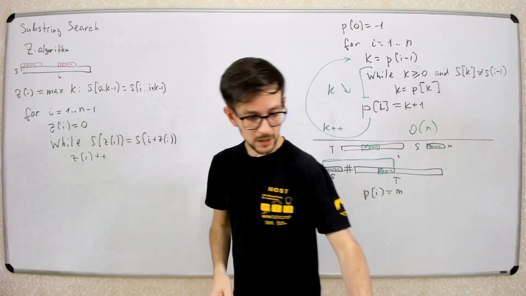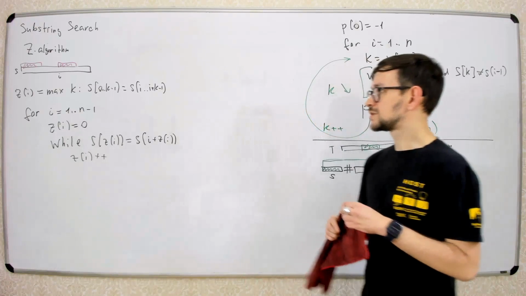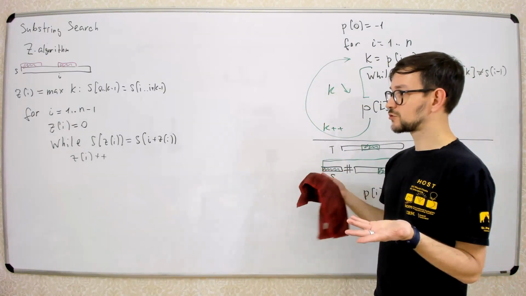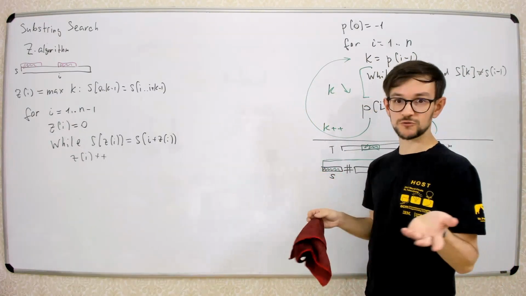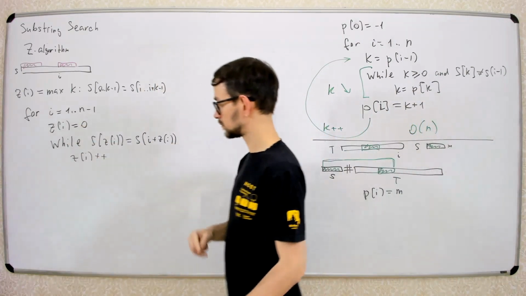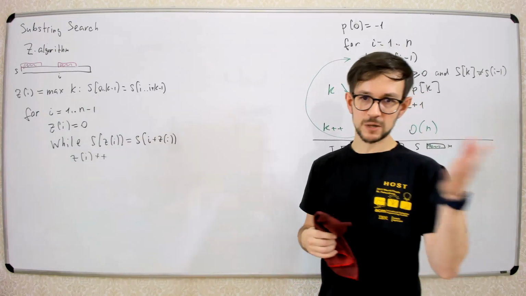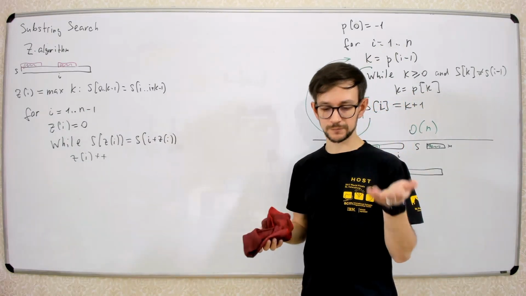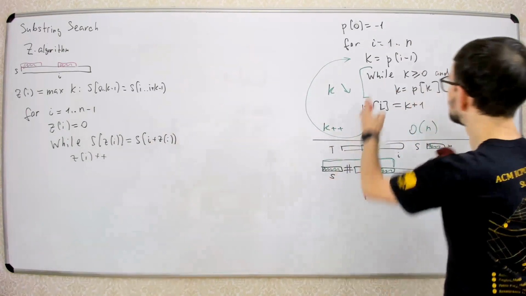Now we will apply a very small trick. What I will try to do is to initialize this value. I want to skip some characters which I already know to be equal. How to do it?